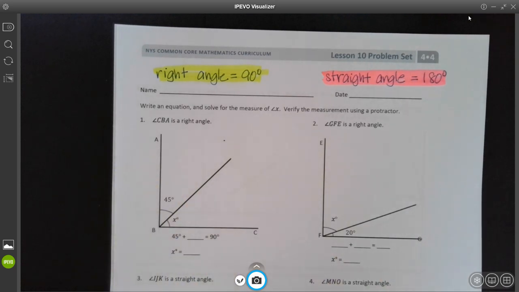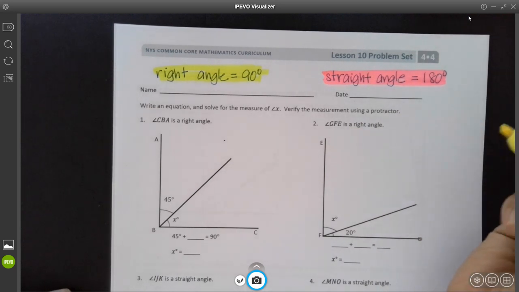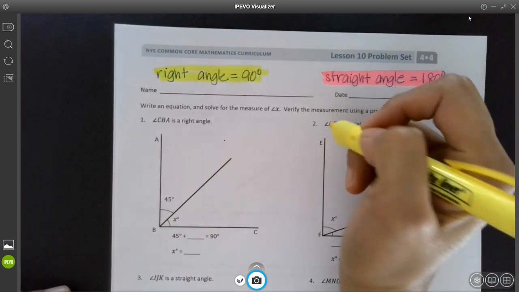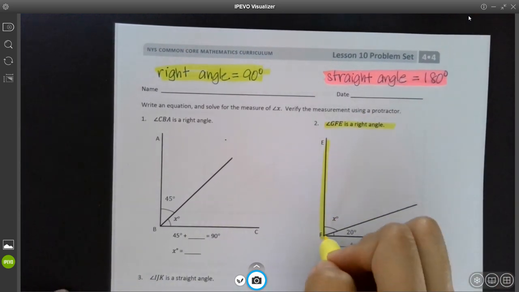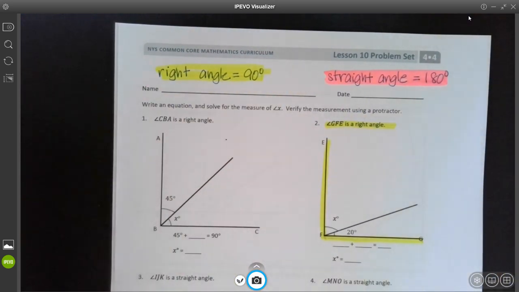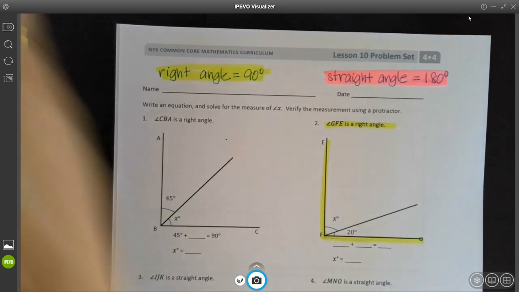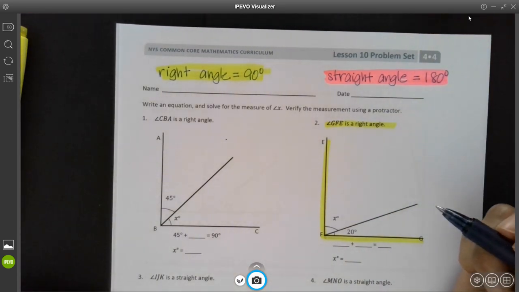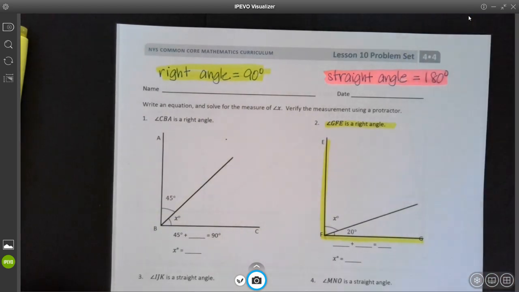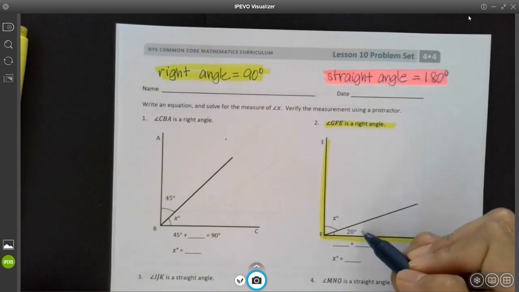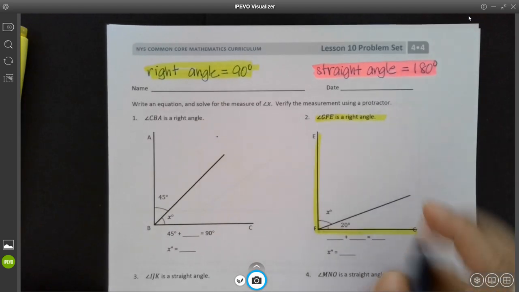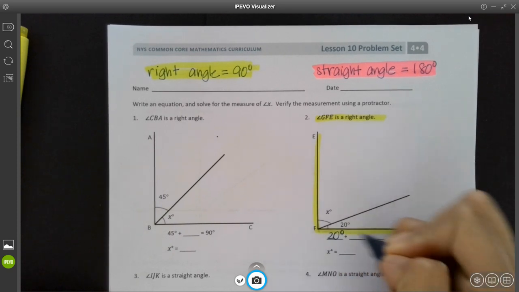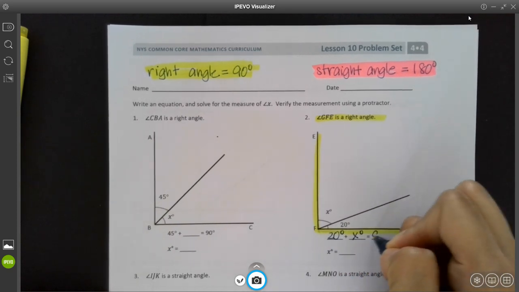Let's do 2. So we are looking at angle GFE. I'm going to highlight that because it is a right angle. I'm also going to highlight the right angle to remember that this is going to be 90 degrees, and I'm going to be using the total of 90 degrees. I see that the angle that we know is 20. I know that X is the one that's missing, so I'm going to write our first equation: 20 degrees plus X degrees equals 90 degrees.